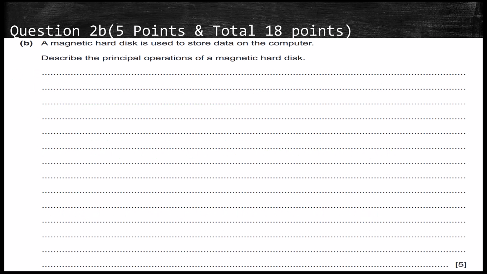So question 2B, this is 5 points, and this is going to bring your total to 18 points. Describe the principal operations of a magnetic hard disk. This is what's used as a hard disk drive. This is not referring to a solid state drive. If they ask you about a solid state drive, you will not be able to use the answers that I have here.